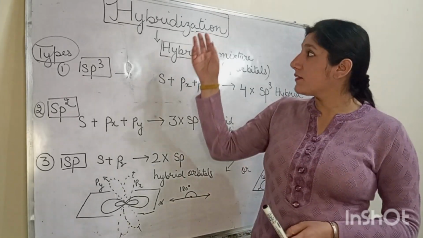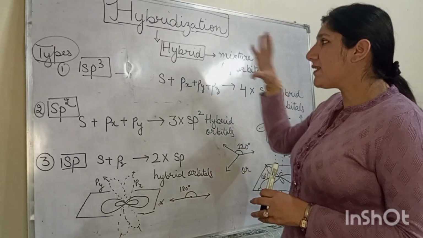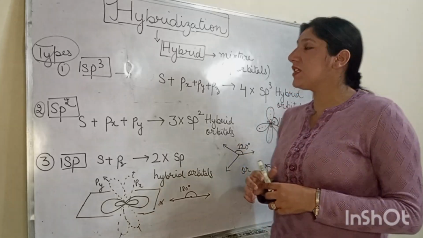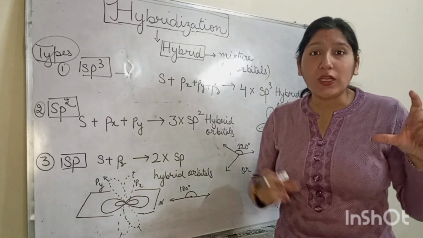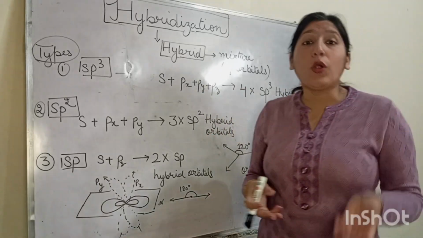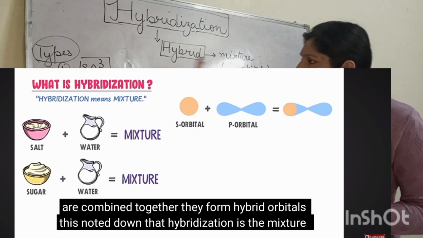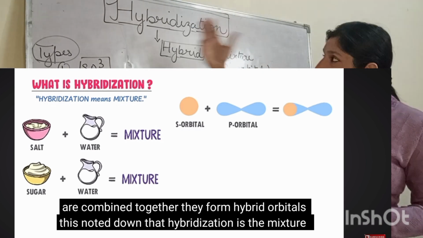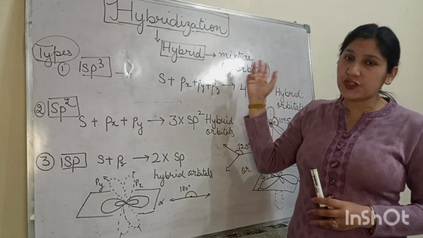Our today's topic is hybridization and its types. Now students, what is hybridization? Hybridization is the mixture of orbitals. Just like the mixture of salt and sugar, or you can say salt and water, hybridization is a mixture of the orbitals. So students, the word hybridization has come from the word hybrid, which means mixture.